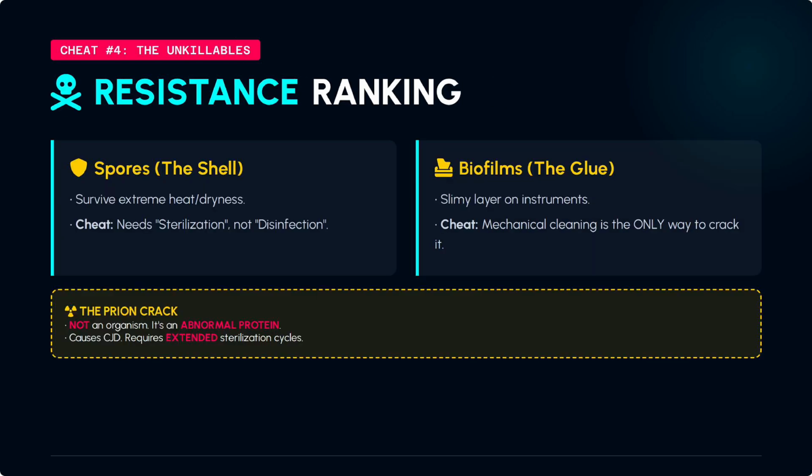Hack number 4, the unkillables. First, spores. These are the heavily armored tanks of the bacteria world. Disinfectants just make them laugh. You absolutely need sterilization to melt that armor. Second, biofilms. This is bacterial superglue. You can't just soak it. You have to physically scrub it off like you mean it. And finally, the prion. Not a bacteria, not a virus. It's a zombie protein that causes CJD, and it requires some serious, extended sterilization cycles to destroy.